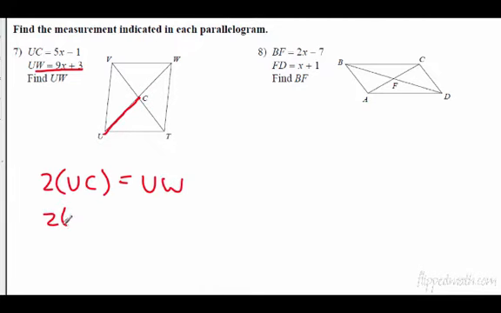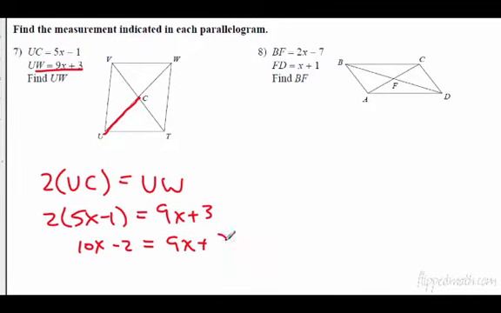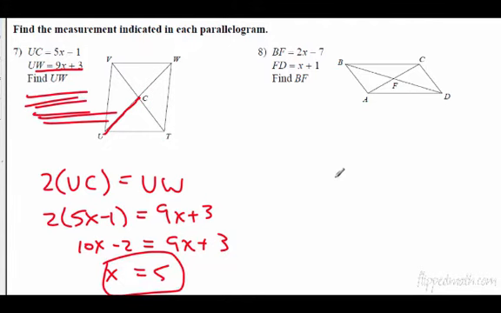All right, so how do we write that out? 2 times 5x minus 1 will equal 9x plus 3. How do we solve it? A little distributive property. If I subtract 9x from each side, you'll get an x over here. Add 2 to both sides, you'll get 5. x equals 5 here. But this says find UW.